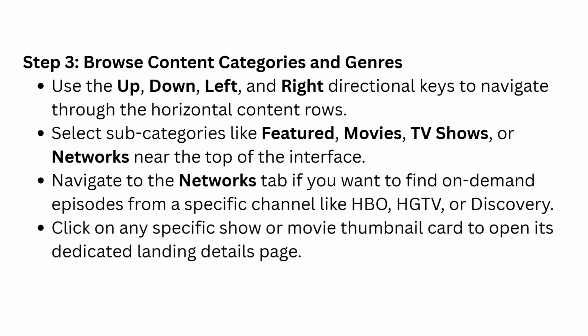Step 3. Browse content categories and genres. So you can use the up or down or left and even right directional keys to navigate through the horizontal content rows. Select subcategories like featured movies, TV shows, or networks near the top of the interface.